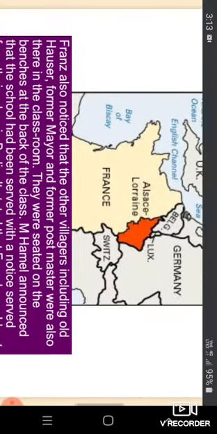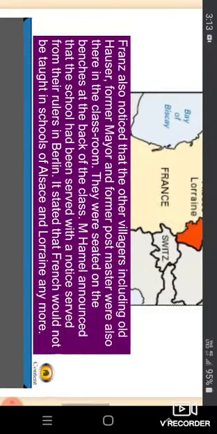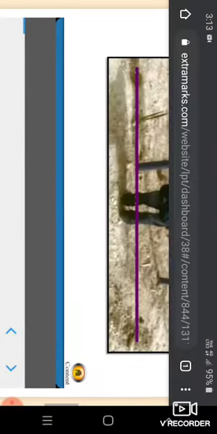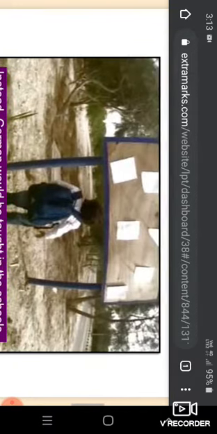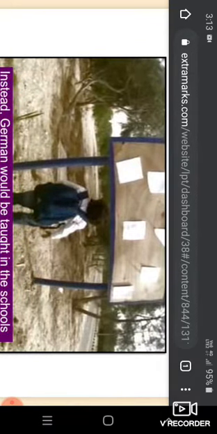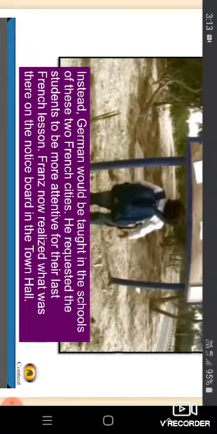M. Hamel announced that the school had been served with a notice from their rulers in Berlin. It stated that French would not be taught in schools of Alsace and Lorraine anymore. Instead, German would be taught in the schools of these two French cities. He requested the students to be more attentive for their last French lesson. Franz now realized what was there on the notice board in the town hall.